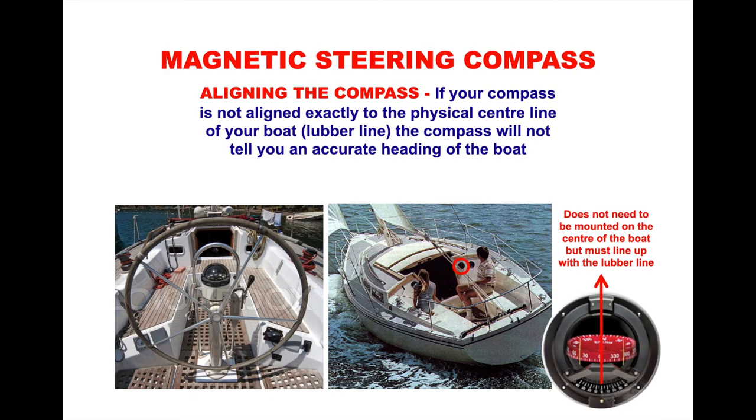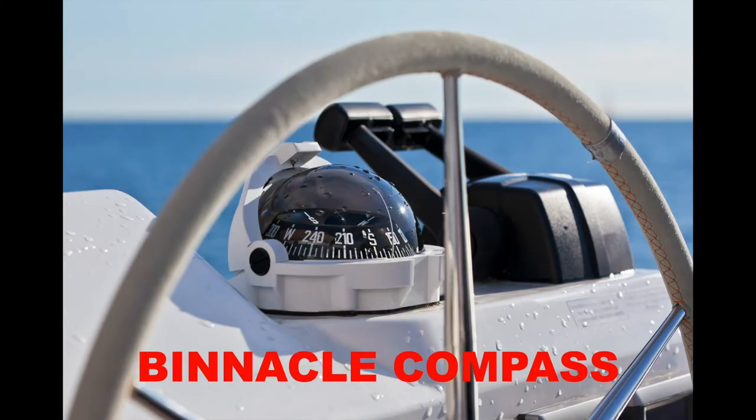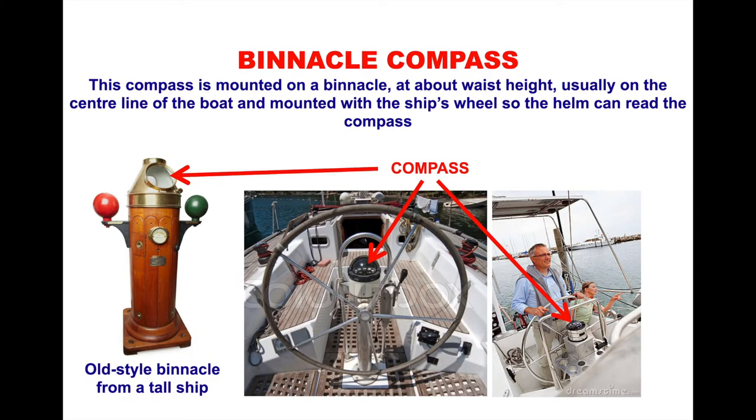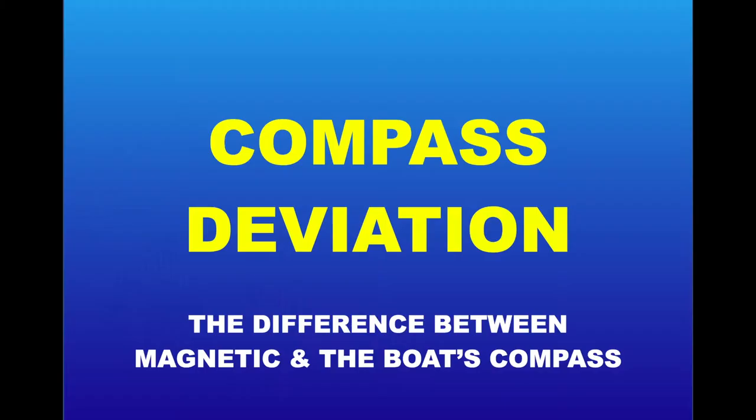So with the magnetic steering compass, if your compass is not exactly aligned to the physical center, the compass won't tell you an accurate bearing of the boat. So the binnacle compass, the old style, will have the compass and it will have the correctors in there and you'll look down at it. A more modern one will be next to the wheel with good visibility.